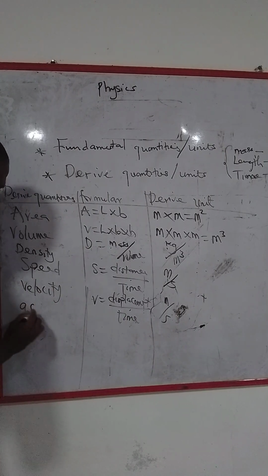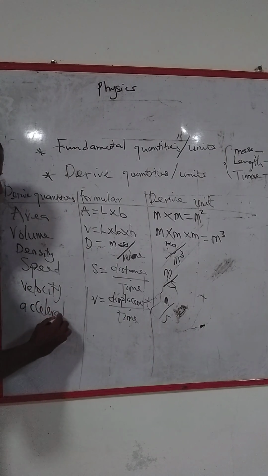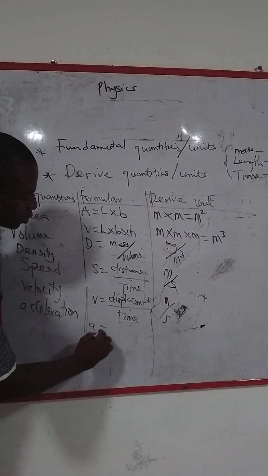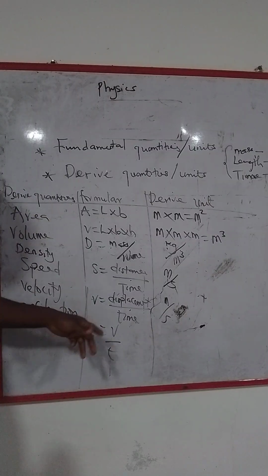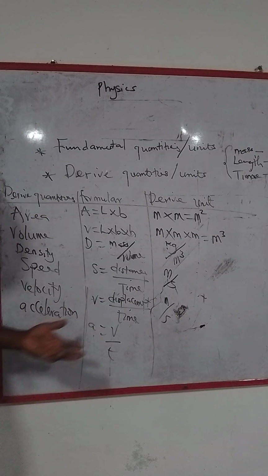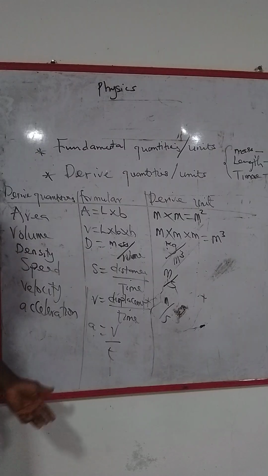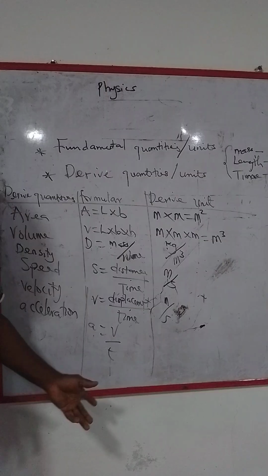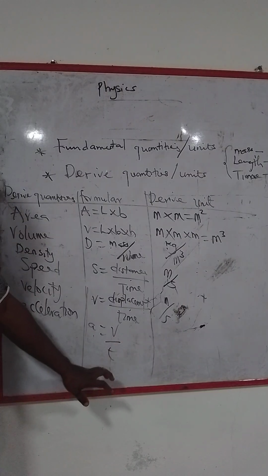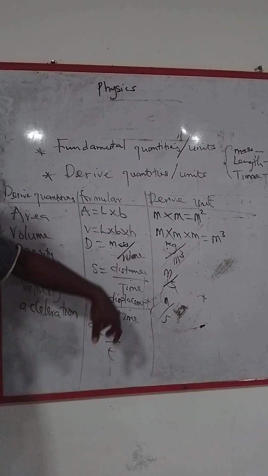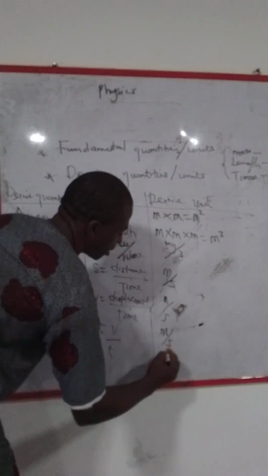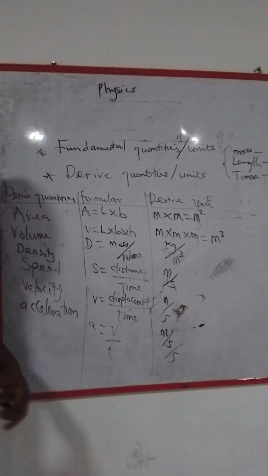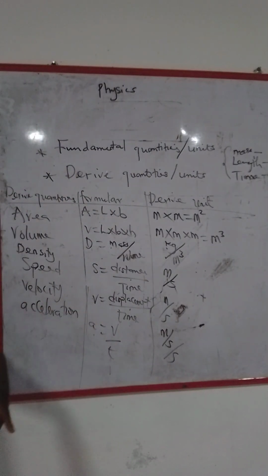Acceleration. Acceleration is equal to what? Change in velocity by what? Time. Let's use a short form, like velocity by time. Now, don't forget we've derived the unit for velocity already, which is meter per second, right? So we are going to put it directly there. Remember, we are dealing with the formulas. We are going to substitute the unit for each of the formulas. So we now have meter per second over what? Seconds again.